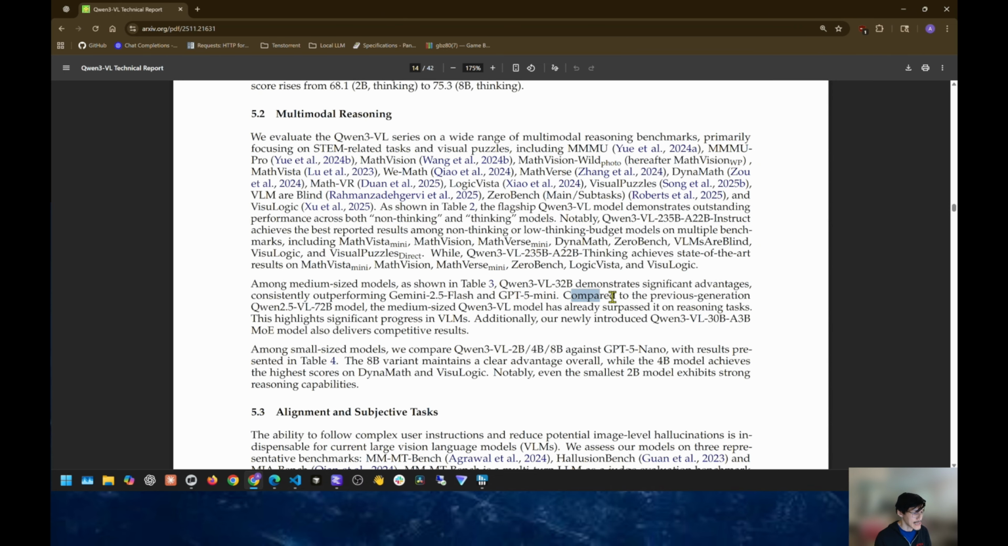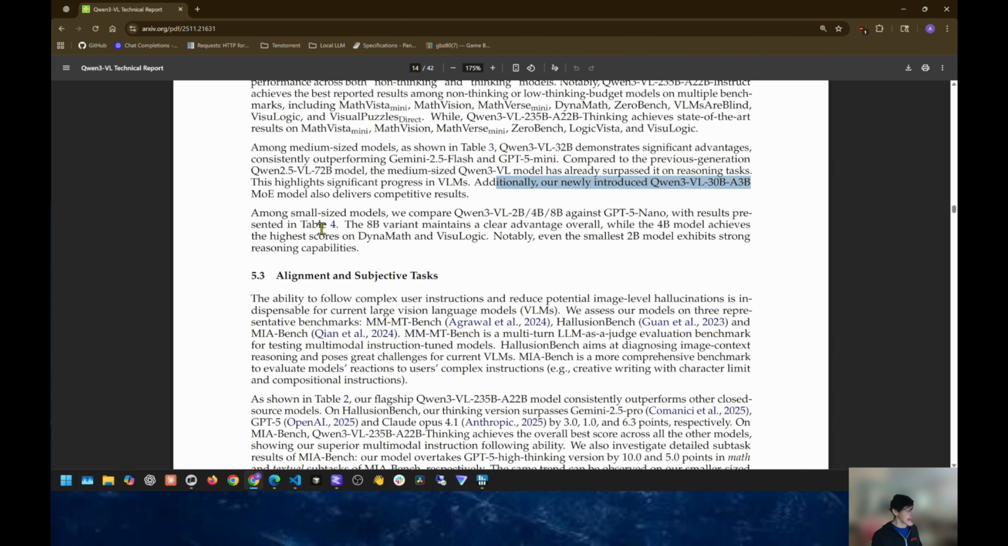Among medium-sized models, as shown in Table 3, Qwen3-VL-32B demonstrates significant advantages, consistently outperforming Gemini 2.5 Flash and GPT-5 Mini. Compared to the previous generation Qwen2.5-VL-72B model, the medium-sized Qwen3-VL model has already surpassed it on reasoning tasks. This highlights significant progress in VLMs. Additionally, our newly introduced Qwen3-VL-30B-A3B MoE model also delivers competitive results.